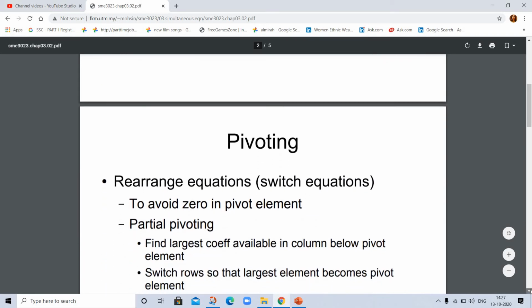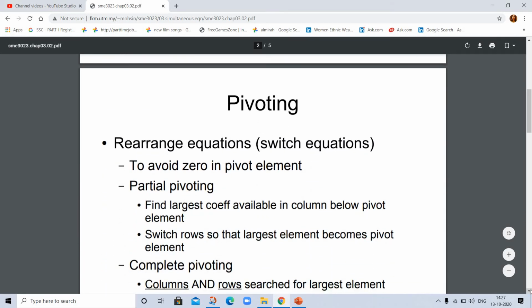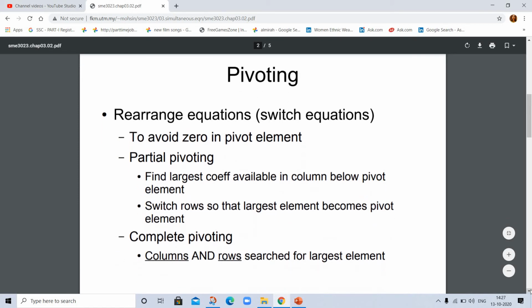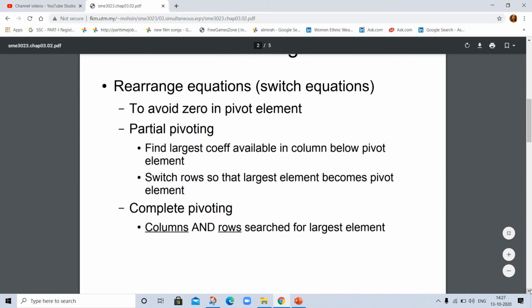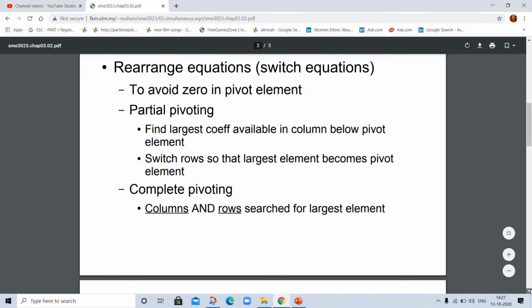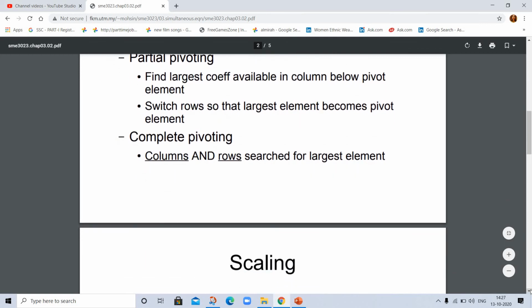Pivoting. In pivoting, what do we do? Rearrange equations, switch equations, to avoid 0 in the pivot element. Partial pivoting: find the largest coefficient available in the column below the pivot element. Switch rows so that the largest element becomes the pivot element. And complete pivoting: columns and rows are searched for the largest.